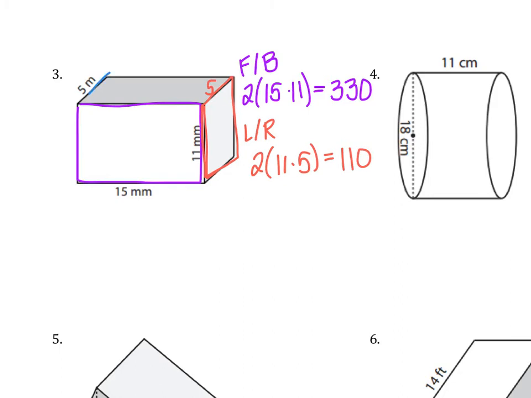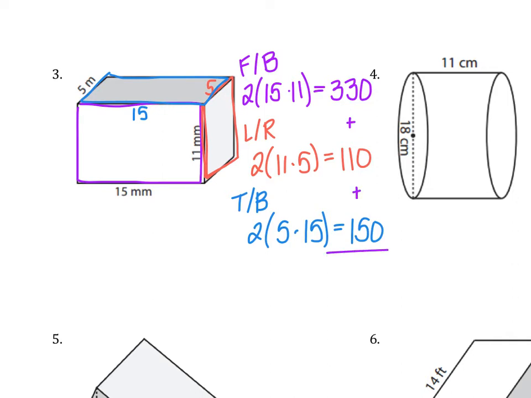And then there's the top and bottom side. So top and bottom. And there's 2 of those. And that's going to be 5 by 15. Again, 2 times 5 is 10. And 10 times 15 is going to be 150. So I'm just going to add the 330 with the 110 with the 150. And that looks like it's going to give us 590. So I'll write that over here, 590 millimeters squared.